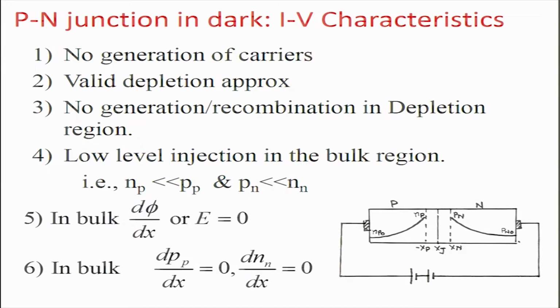And we also assume that the bulk of the semiconductor has a low level injection condition, which means that np, the minority carrier concentration in the p side, that is electron concentration, is much smaller than the hole concentration in the p side, and the minority carrier concentration in the n side, that is hole concentration, is much smaller than the electron concentration in the n side. What it also means is that the perturbations, delta np and delta pn, are such that they do not disturb the majority carrier concentration, they only affect the minority carrier concentration. So injection is low in that sense.